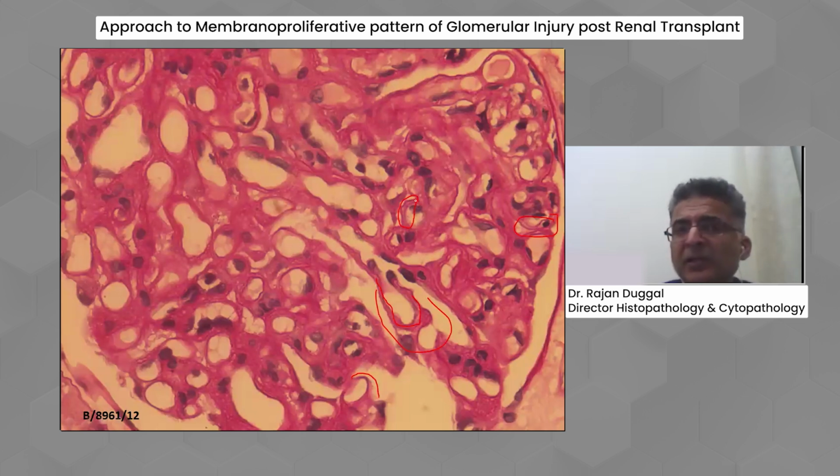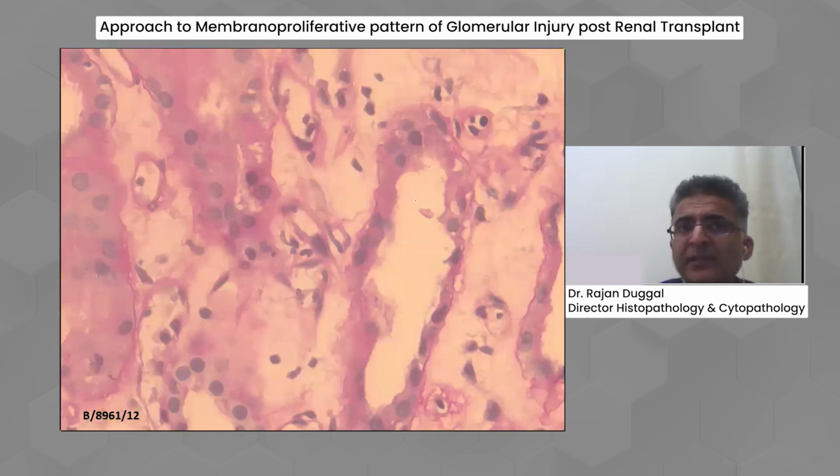So if a pathologist says transplant glomerulopathy, please don't consider that as chronic AMR, because there could be n number of reasons with this kind of morphology. Even chronic CNI toxicity can produce chronic TMA, or chronic hypertension can produce chronic TMA, and that morphology will be of transplant glomerulopathy. That means duplication of the capillary wall.